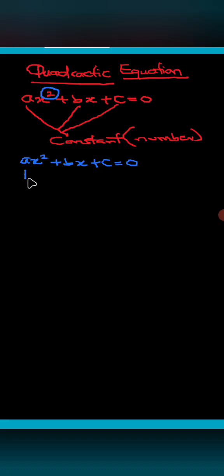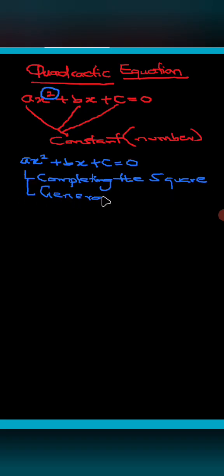The first method we can use is called the completing the square method, which we are going to go through. The second method is what we call the general formula method, meaning we are going to use a formula to solve the problem. The third method is what we call the factorization method. So I said we have 3 methods. These are the main methods for this particular level.